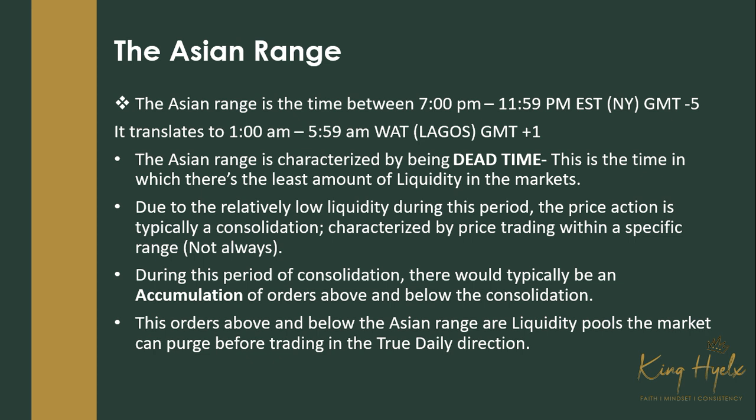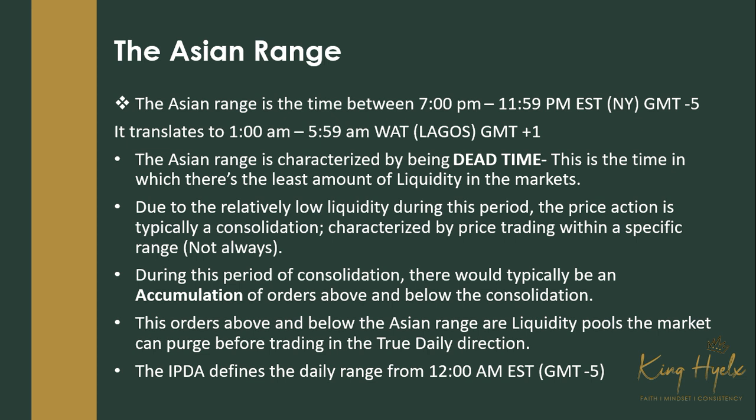Let's keep going further. So the interbank price delivery algorithm defines the daily range from 12 a.m. Eastern Standard Time. Now, we said over here that the Asian range is from 7 p.m. to 11:59 p.m. So as soon as it clocks 12 o'clock, that's the beginning of a new day. That's 12 o'clock Eastern Standard Time. In Nigeria time, that is 6 a.m. Right? So as soon as it clocks 6 a.m. Nigerian time, that's the beginning of a new day. It's no longer Asian range.